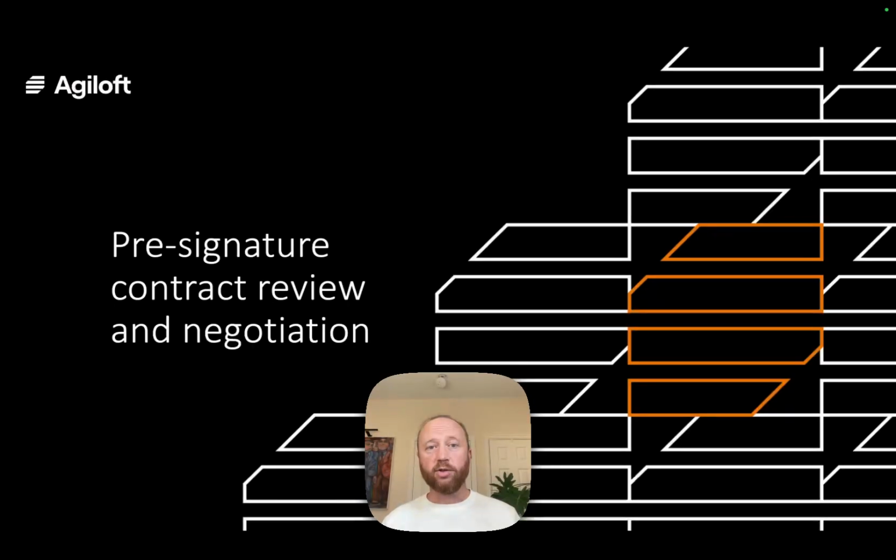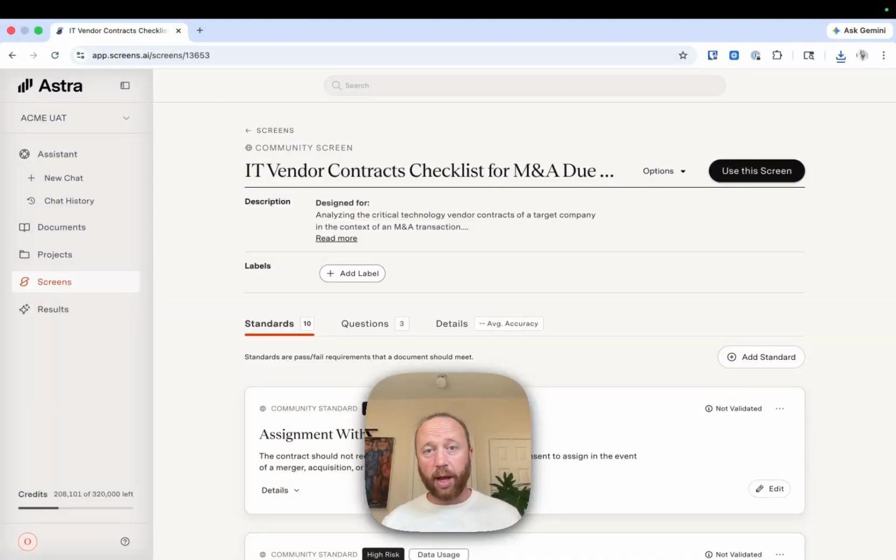Finally, let's look at how Astra supports pre-signature contract review and negotiation. Screens, or playbooks, allow you to define the rules Astra uses to analyze contracts. You can create your own from scratch, create one from an ideal contract, or use an expert-crafted community screen to get started quickly. Building screens is an art that can take a little bit of practice to get good at.